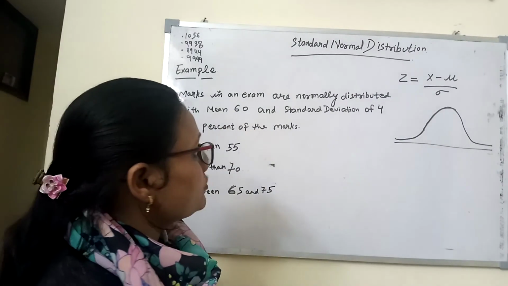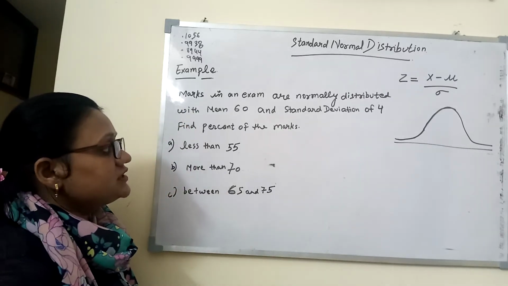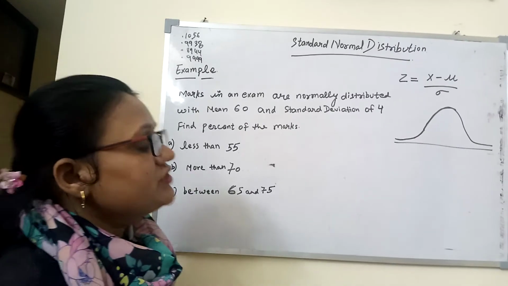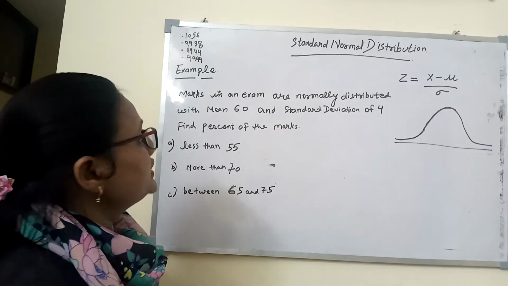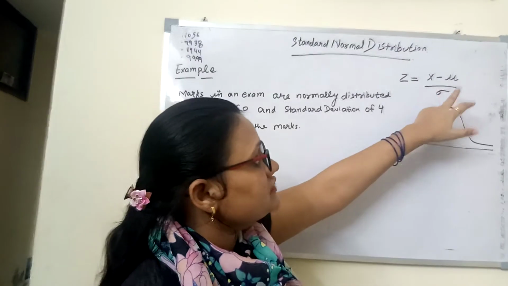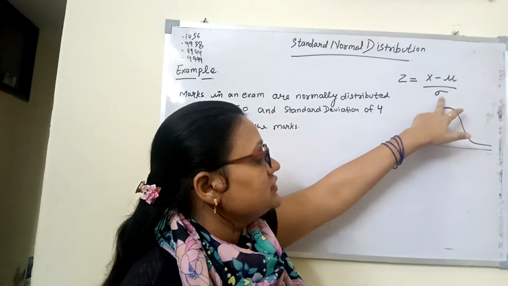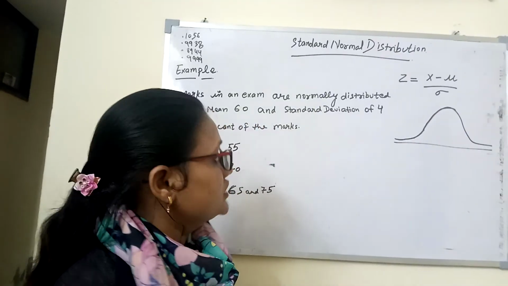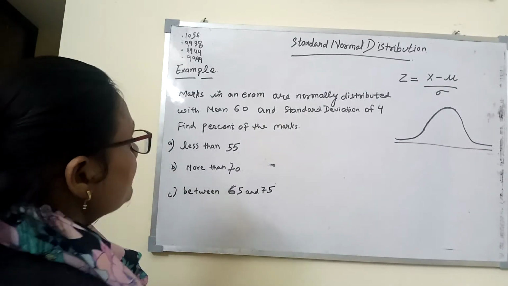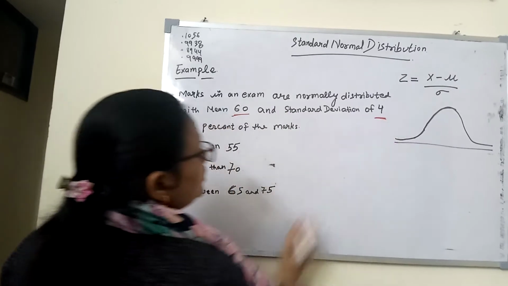Marks in an exam are normally distributed with mean 60 and standard deviation of 4. Find the percent of the marks, and I have taken three cases. First of all, to find the probability we should know the z score formula, which is x minus mu divided by standard deviation. This is the population mean and this is the population standard deviation.